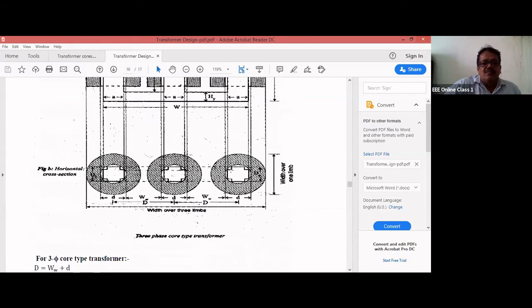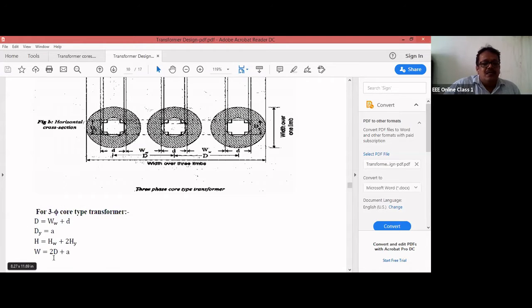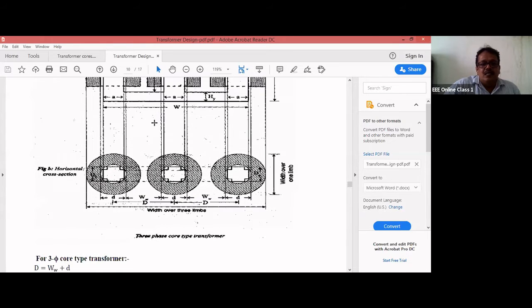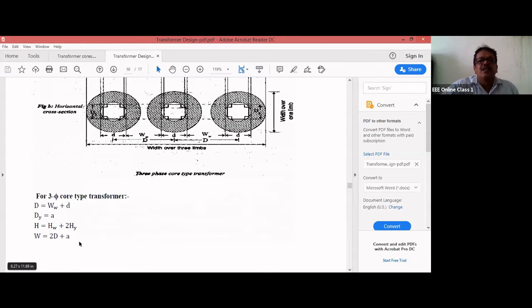Likewise, you go for a three-phase core type. Everything remains the same. Only the width will change. The width is 2D plus A. 2D is the overall width, so 2D means 1D, 2D, plus halfway, that is 2D plus A. Other things will remain the same.